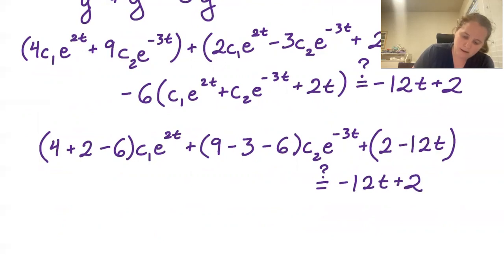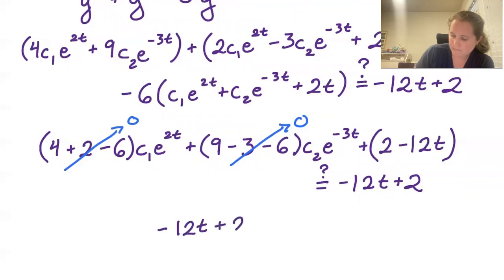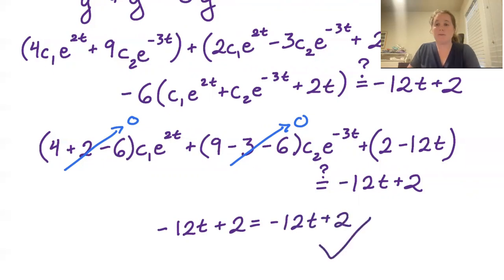Well, our first bit is just 0. Our second coefficient is again 0. And that last bit is indeed negative 12t plus 2. And so once again, we do get that we have a solution.